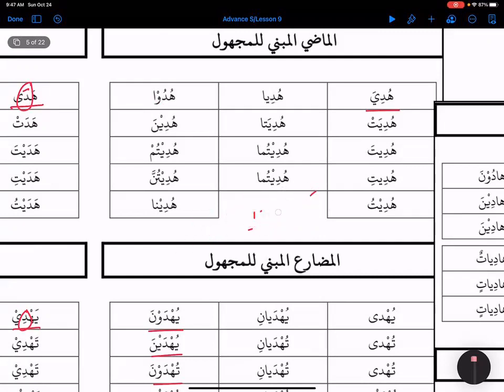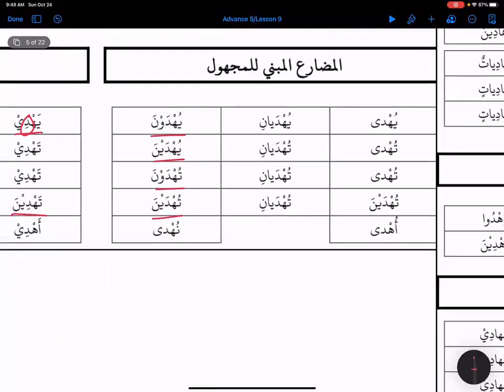Jazakallah khair. Okay, so now moving on. Hudiyat, hudiyata, hudina. Hudiyat, yeah. No, sorry, I'm wrong. Hudita, anta, I'm reading. Hudita, hudituma, huditum, huditi, hudituma, huditunna. Ana huditu, nahnu hudina. Good. And then we have majhul, mudaria.